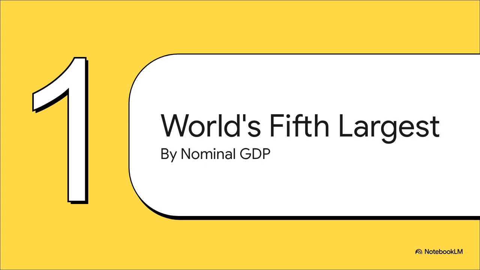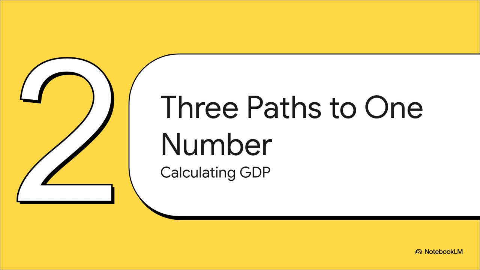So that fifth largest title, it comes from a measure called nominal GDP, and it puts India in some pretty elite company, right up there with economic giants like the United States, China, Japan, and Germany. Okay, so how do we actually get to that number? Well, it turns out there isn't just one way to solve this puzzle. Economists have come up with three totally different methods, three different paths that, in a perfect world, should all lead to the exact same result.